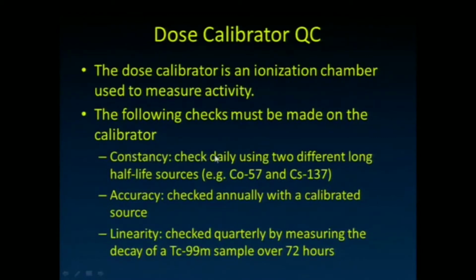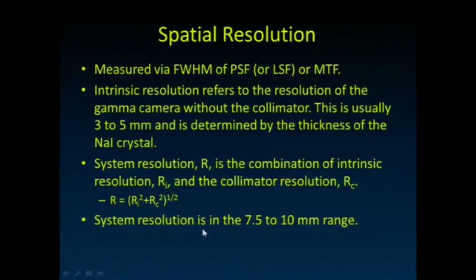There's a check for constancy that we do using two very long half-life sources like cobalt-57 and cesium-137. We're going to check annually the accuracy with a calibrated source to see that it measures correctly. We're going to check our linearity by looking at a sample of technetium-99. We know the half-life of that, so we know that as we measure it repeatedly over 72 hours, it should measure appropriate values along the course.